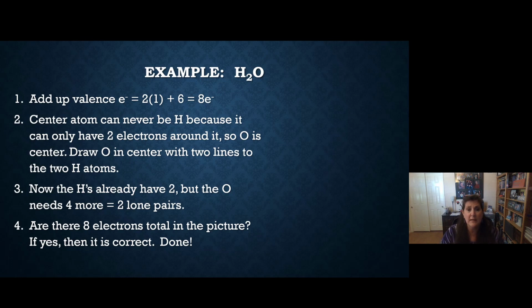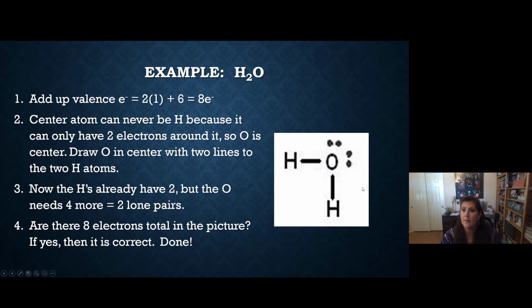Now oxygen needs to have 8 electrons around it in the drawing. Right now it has 2 bonds towards it. So 1, 2, 3, 4. So it needs 4 more electrons. And those are going to be lone pairs. And there's the drawing. It looks like that. We draw 4 dots, 2 pairs around the O.